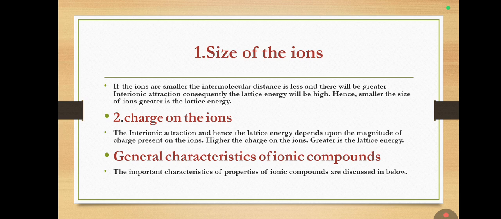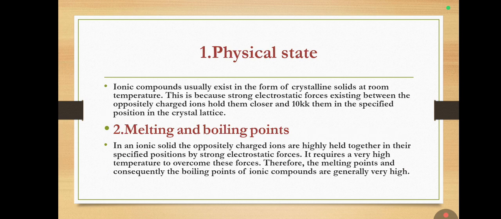Then we study the general characteristics of ionic compounds. The important characteristics or properties of ionic compounds are discussed in the points below. First one, physical state. Ionic compounds usually exist in the form of crystalline solids at room temperature. This is because the strong electrostatic force between the oppositely charged ions holds them closer and keeps them in specified positions in the crystal lattice.